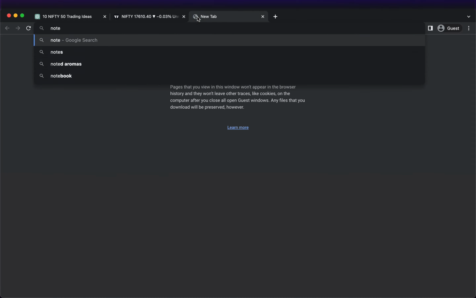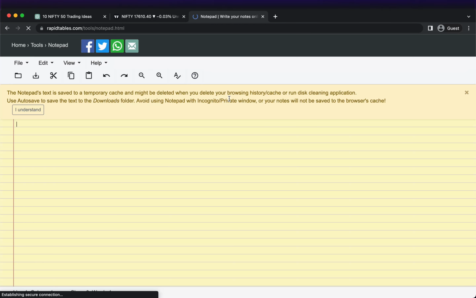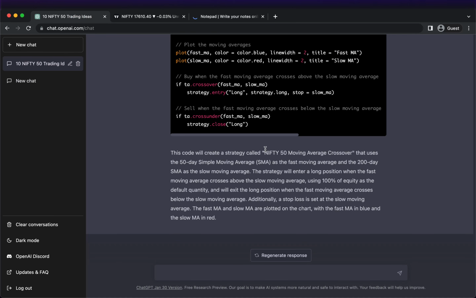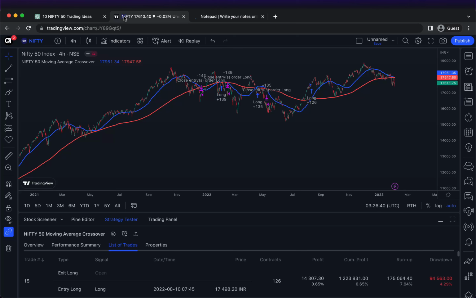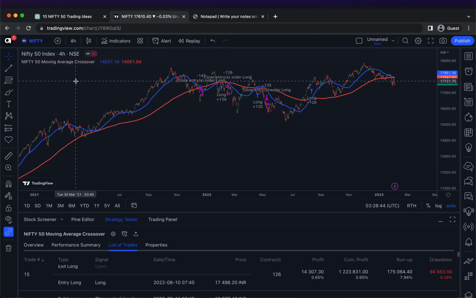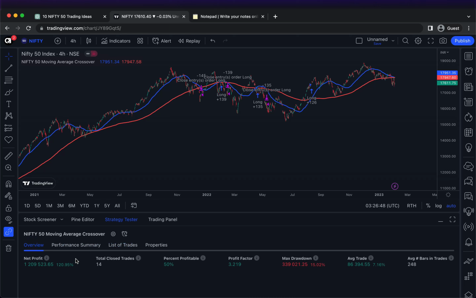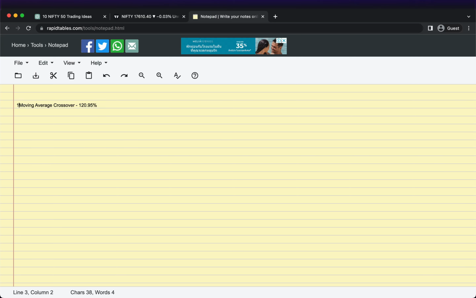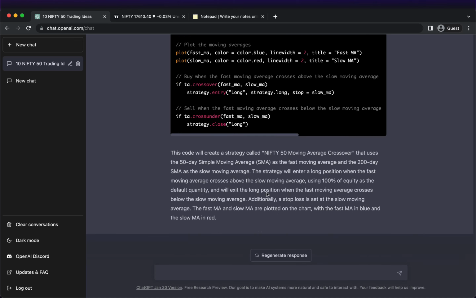And now let's just record the result, just not to forget. Let's use rapid tables. And let's put in our results of the trading strategy called moving average crossover. What was the result? It was 120, right? Let's copy it and paste it here. Okay, so we have the first result, 120.95%. That was the outcome.